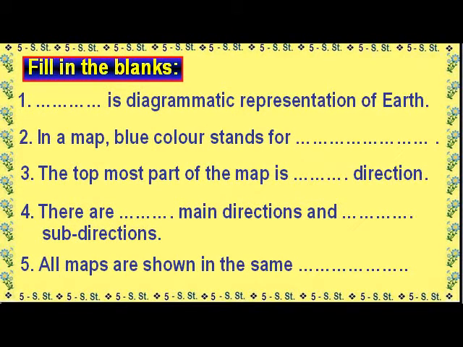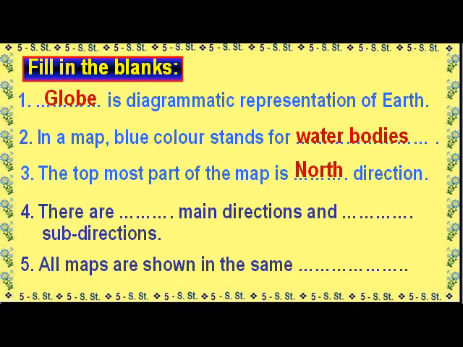Fill in the blanks. Globe is diagrammatic representation of Earth. In a map, blue color stands for water bodies. The topmost part of the map is north direction. There are four main directions and four sub-directions. All maps are shown in the same method.